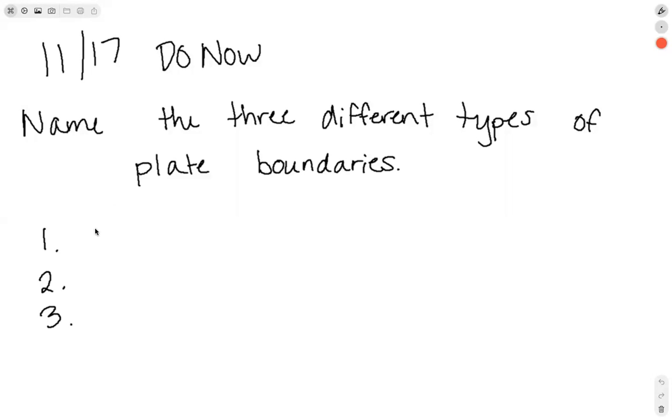So the first one that we talked about, when plates pull towards each other, is called convergent. When plates pull away from one another, it is called divergent. And when they slide past each other, it is called transform. So make sure you've got that on your do now to hit submit.